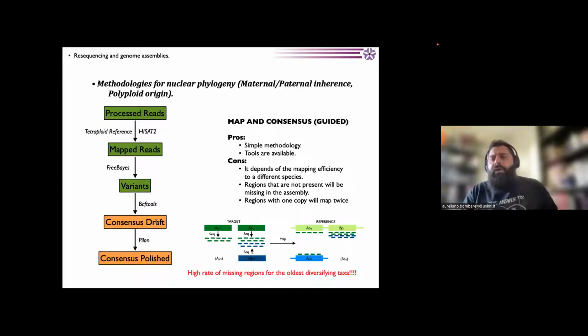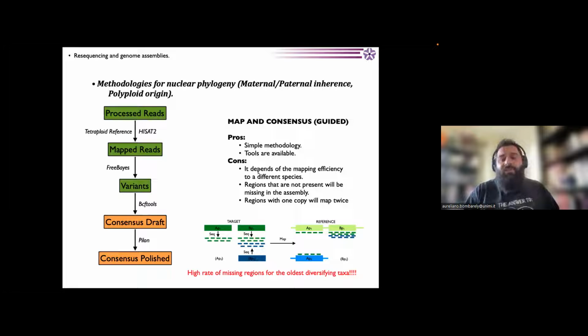Our question was, how can we capture the nuclear genes to build these phylogenies? Our first idea was to do the same thing. We have the Nicotiana benthamiana genome, so let's map all the Suaveolentes species to it and try to call a consensus. But of course, these species are quite different from each other. Some of them diverged more than 4 million years ago, so they can be quite different.